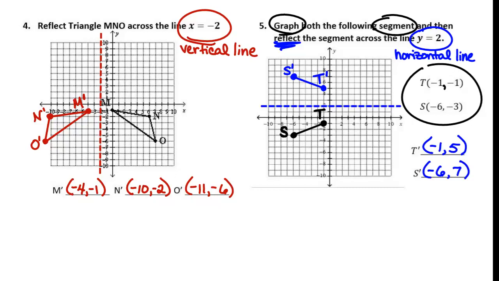Whether it's an x equals or a y equals. If it's x equals, it's always going to be a vertical line because it's telling me it touches the x-axis, but it never touches the y. Well, the only way it never touches the y-axis is if it goes straight up and down. Same thing here with a y equals. Touches the y-axis, never touches the x-axis. So it has to be horizontal. Good question.